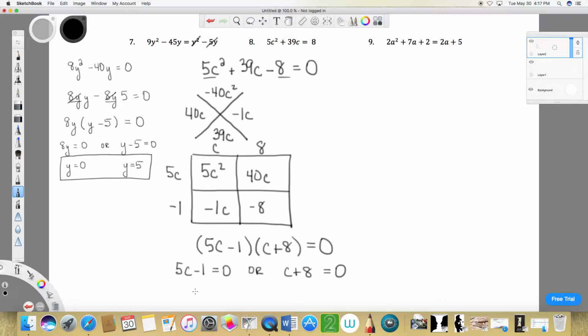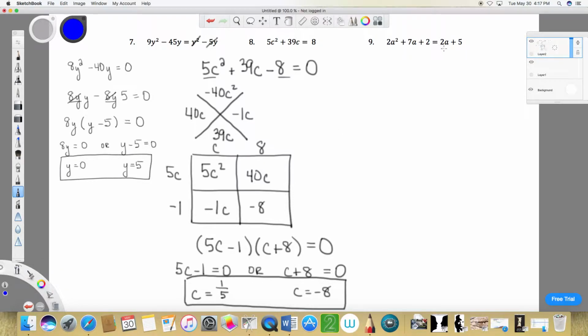Here, this is a two-step equation. Add 1 and divide by 5. This is just a one-step, subtract 8. Since it was of degree 2, I expect at most 2 solutions, and then we found them right here.